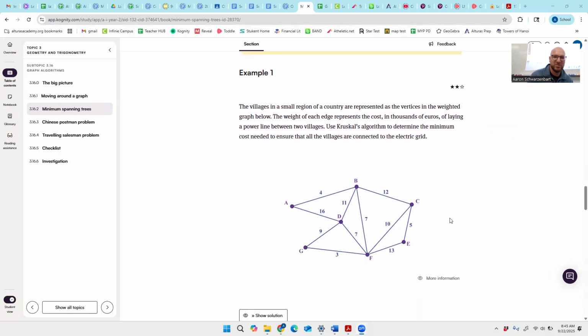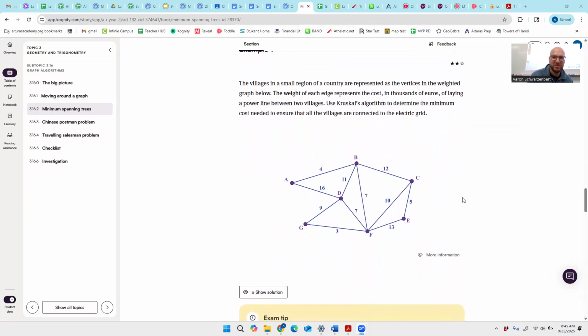So we're going to look at this tree. The village is in a small region of the country. Use Kruskal's algorithm to determine the minimum spanning tree. So what is the first thing we're picking? Which is GF 3. I'm going to draw that on there. What's the next smallest? AB 4.